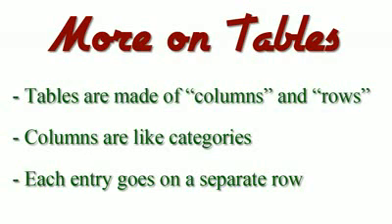Each individual table is made up of columns and rows. The columns are like categories and the rows are like each separate entry. So if you're saying, what the heck, columns and rows, kind of like a grid? Well, yes, it is kind of like a grid.